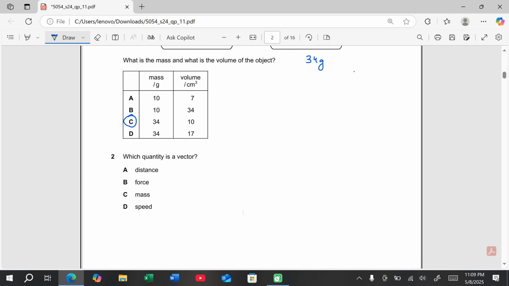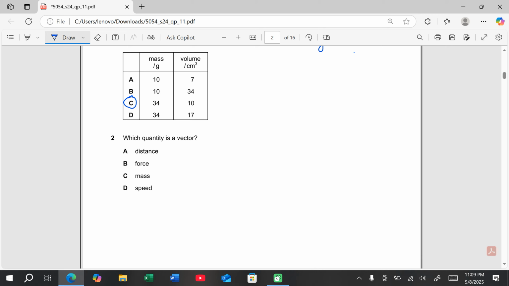For question number 2, it says which quantity is a vector quantity. Distance is a scalar quantity, force is a vector quantity, mass is a scalar quantity, speed is a scalar quantity. So B is the right answer.